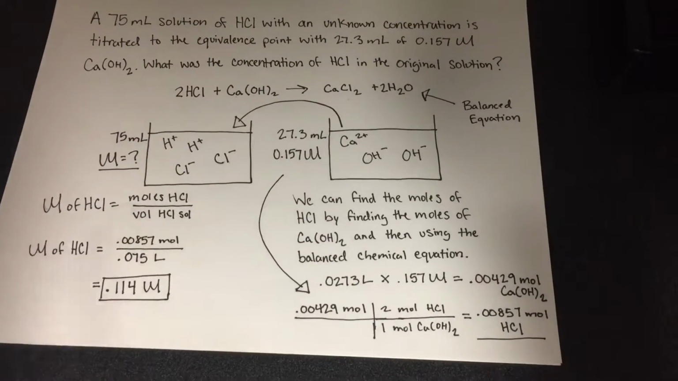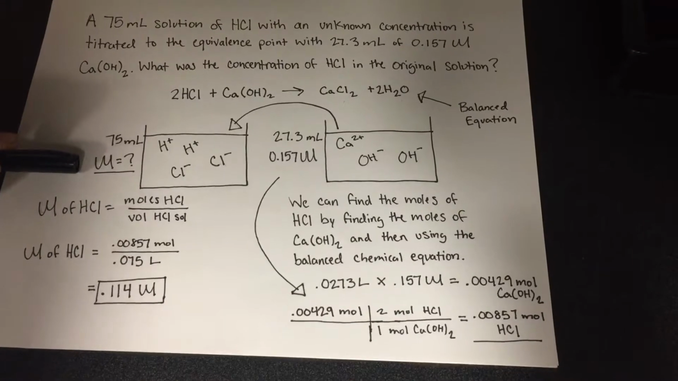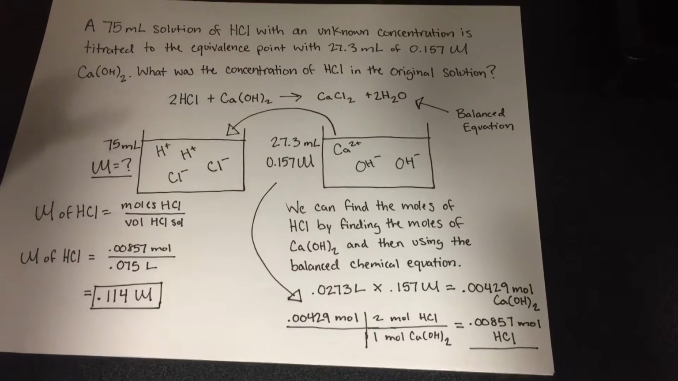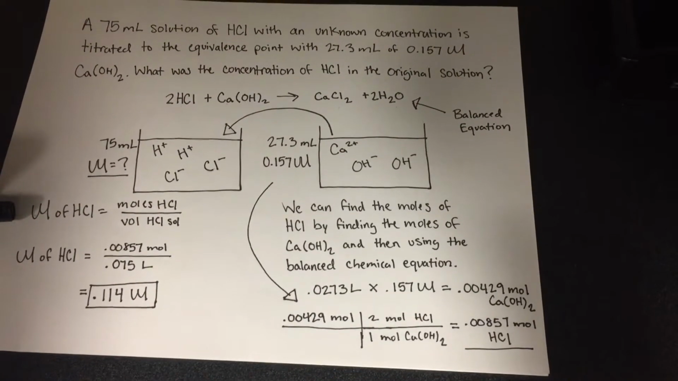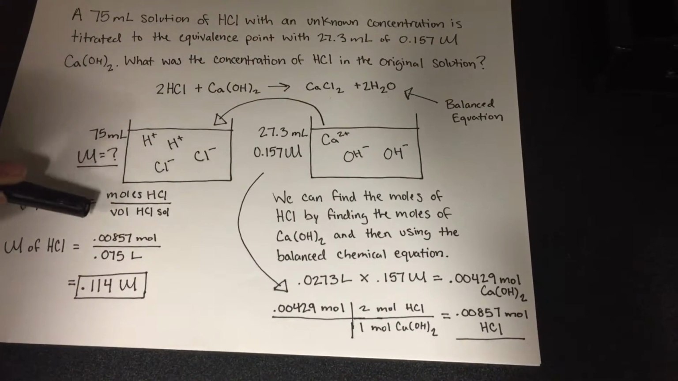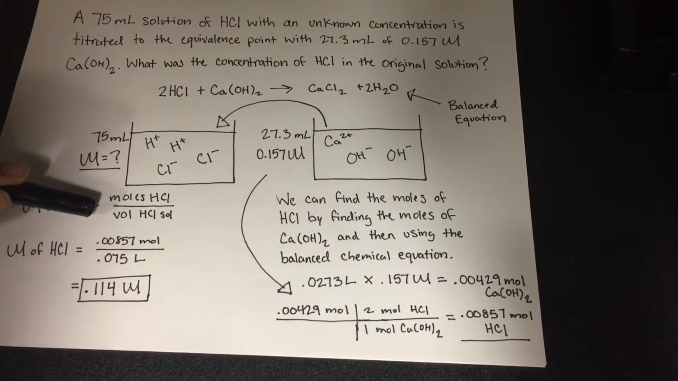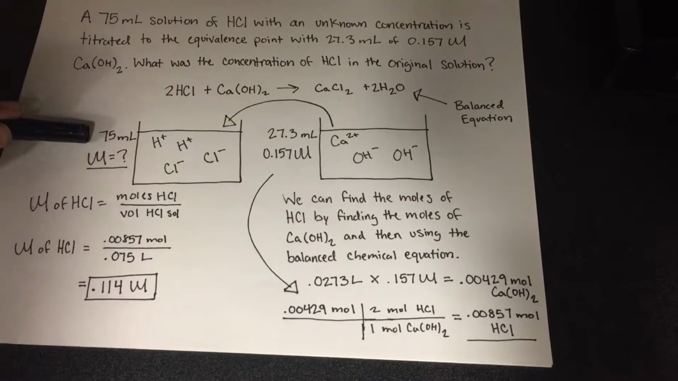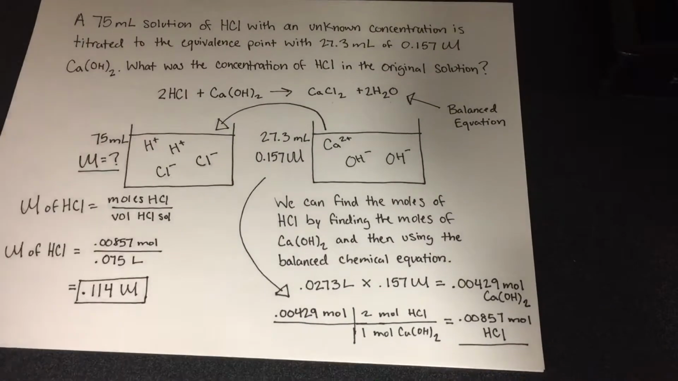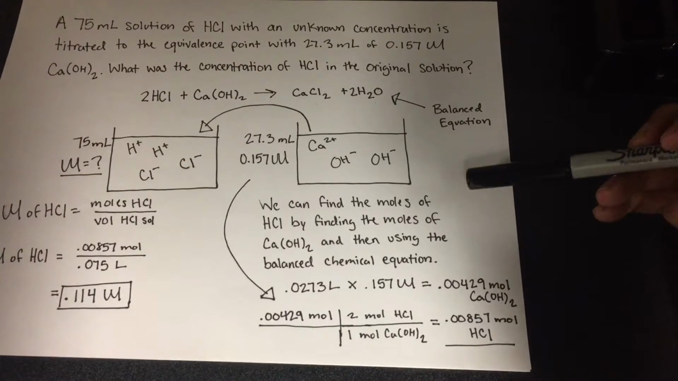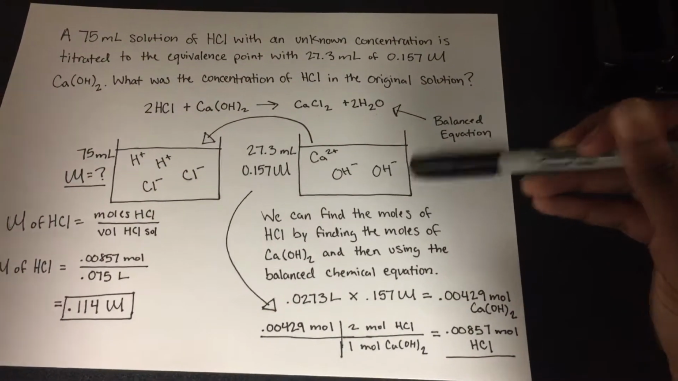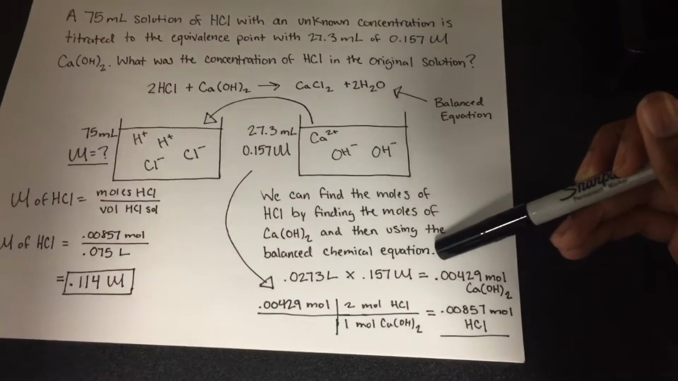Now we know that we need to find the concentration of the hydrochloric acid in the original solution. That's what's given in the problem. And in order to find the concentration, we need the moles of hydrochloric acid divided by the volume of the hydrochloric acid solution, which was given as 75 milliliters, which we will convert to liters later. And we know we can find the moles of hydrochloric acid by finding the moles of calcium hydroxide and then using the balanced chemical equation.